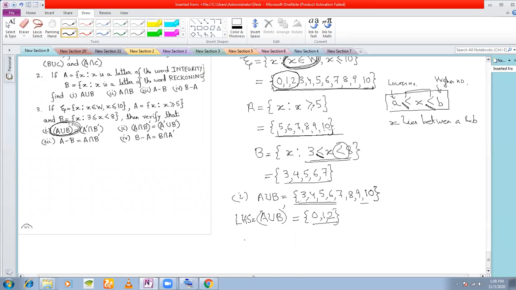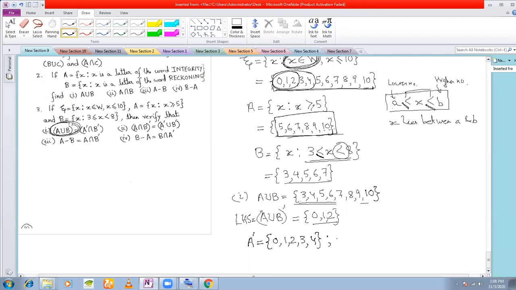Now we proceed to find out the right hand side. But before we proceed to find the right hand side, we first find out A complement. What is A complement here? A complement are those elements which are not there in A. So what are the elements that are there in A? 5, 6, 7, 8, 9, 10. What elements are not there in A? 0, 1, 2, 3 and 4. These elements are not there in A because they are there in the universal set here.